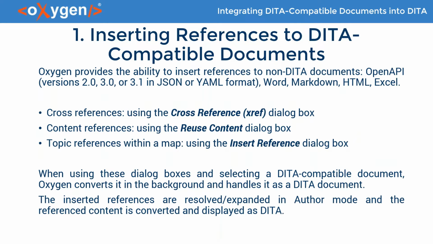When one of these dialogs is used and the DITA-compatible document is selected, Oxygen converts it in the background and handles it as a DITA document, presenting a list of DITA-specific IDs from the target document. The inserted references are resolved and expanded in the author mode, and the reference content is converted and displayed as DITA.